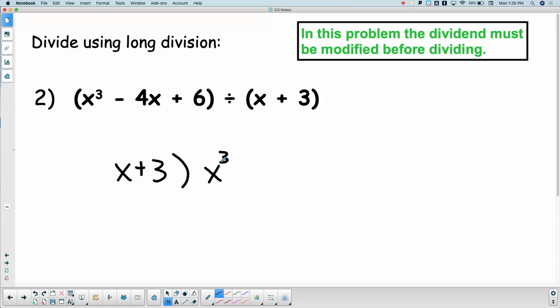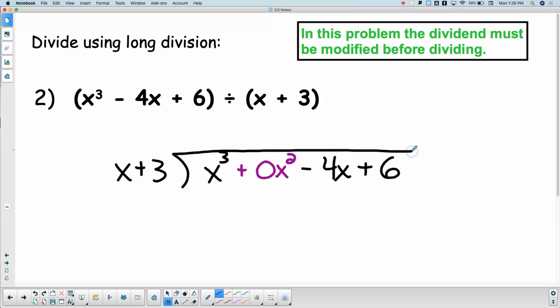Okay. So it's x cubed plus 0x squared minus 4x plus 6. Because step number 2 said if we have a degree of 3, we got to have an exponent of 3, an exponent of 2, an exponent of 1, and an exponent of 0. Okay?